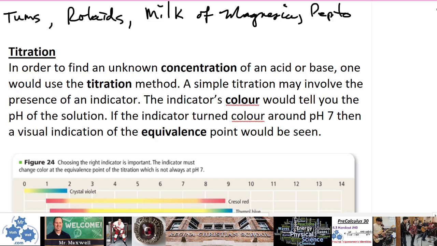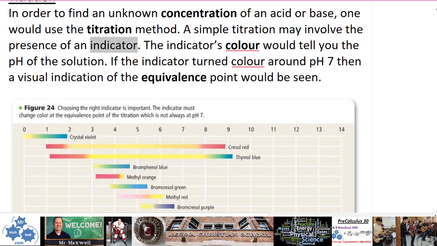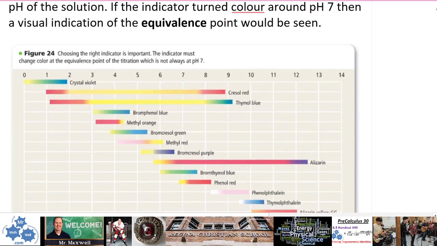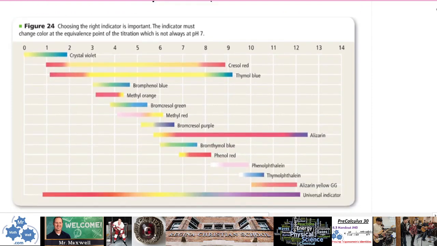So how do titrations work? In order to find an unknown concentration of an acid or base, one would use this titration method. A simple titration may involve the presence of an indicator. We haven't talked a whole lot about indicators, but indicators would be either weak acids or bases that have a color change at a certain pH. And this is a listing and a graphic display of different indicators, okay?